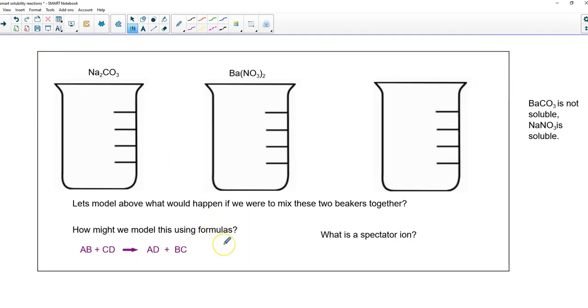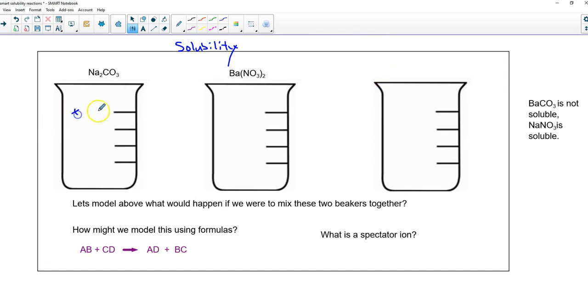Alright, let's try another one. And how can we model this? This essentially is a solubility reaction. A solubility reaction is one where we mix two things together and produce something that is a different combination of ions that isn't going to be soluble.